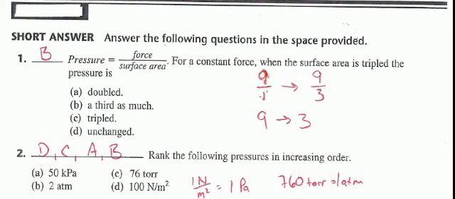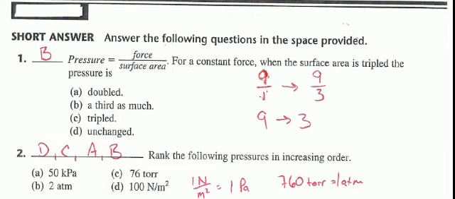Number 2, rank the following pressures in increasing order, which means we want to have our smallest pressures first and our largest pressures last. Now, in class, a lot of students were asking, do we need to convert all these? And in a sense, yes. However, these calculations are easy enough that you can actually do them in your head pretty darn easily.